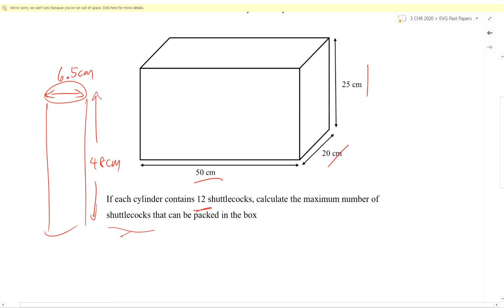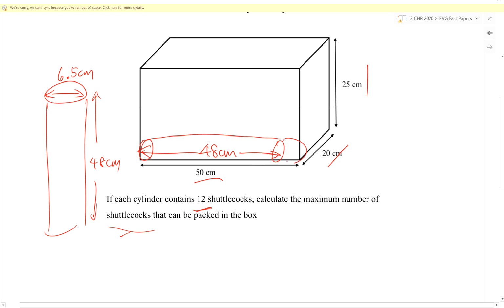So if I give you this box and then a lot of these cylinders, how will you place them in this box? Will you let them stand up? Can I let them stand up? Why cannot? Yeah, this is too tall, this is 48 cm, this is only 25 cm. Can I place them this way? The cylinder this way? Also cannot, right? This is 48 cm, this is only 20 cm. You only have one choice, which is to make them lie down like this. Correct? So this is going to take up 48 cm already.